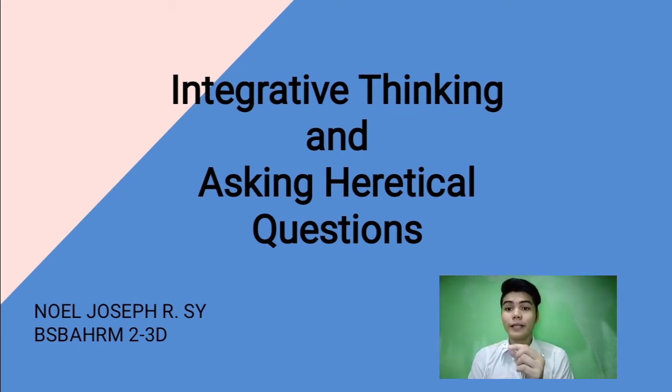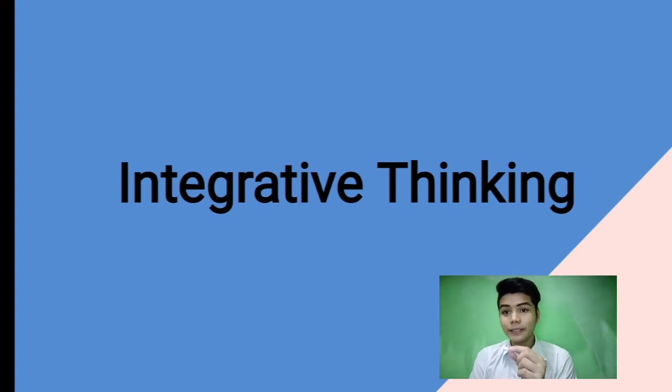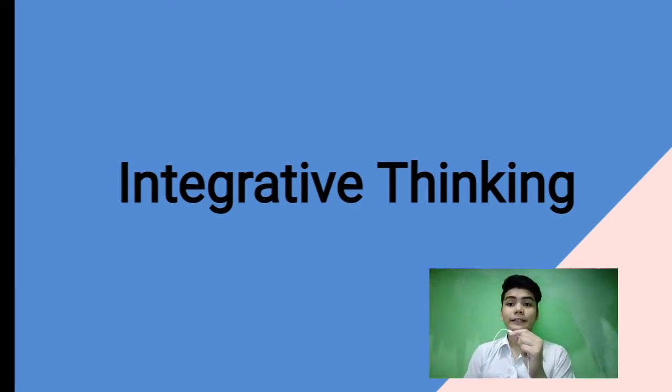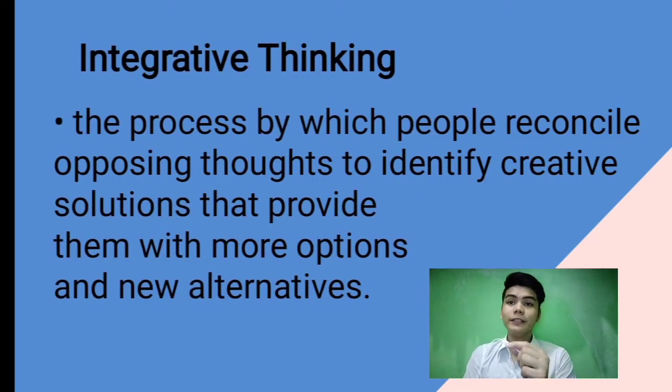Now, let's talk about integrative thinking. So, how does a leader make good strategic decisions in the face of multiple contingencies and diverse opportunities? According to Martin, executives who have a capability known as integrative thinking are among the most effective leaders. So, what is the meaning of integrative thinking? Integrative thinking is a process by which people reconcile opposing thoughts to identify creative solutions that provide them with more options and new alternatives.